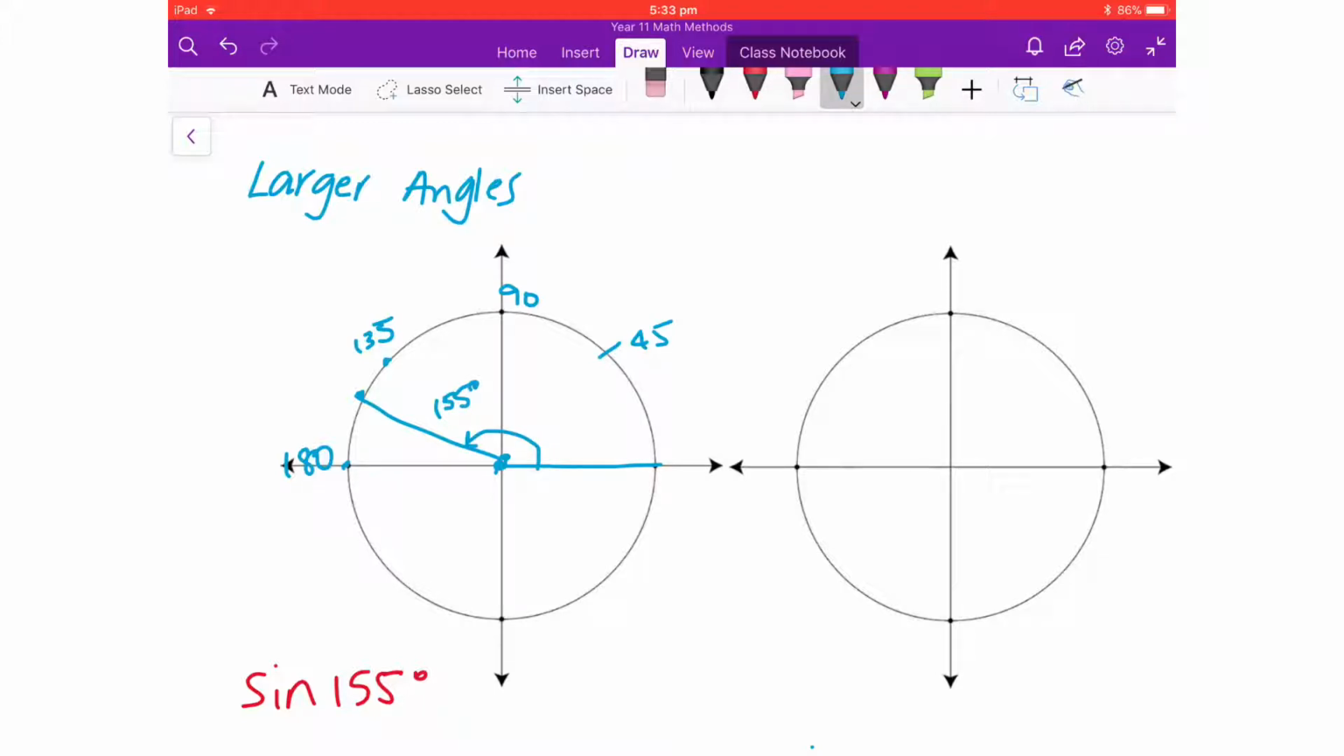And what we're going to do is try to figure out what's left over. So what basically I'm trying to ask you is, what is that angle there? Well, if we say this whole thing is 180, we can do 180 take away 155, and that's equal to 25 degrees. So that's telling us that this little bit here is 25 degrees.